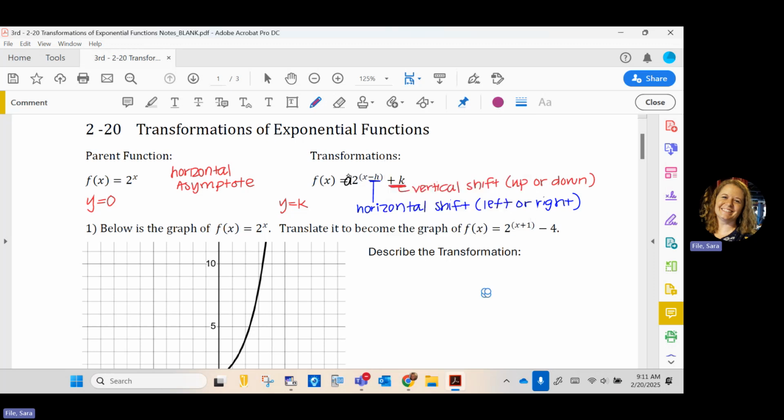Okay, but if there is something written in front, that is your vertical stretch, and it could be a stretch if it's greater than 1, or a compression if it's between 0 and 1. Okay? And it could reflect the graph, okay? Because if it's negative, it's going to reflect. So, and or reflection over the x-axis, okay? A vertical reflection.